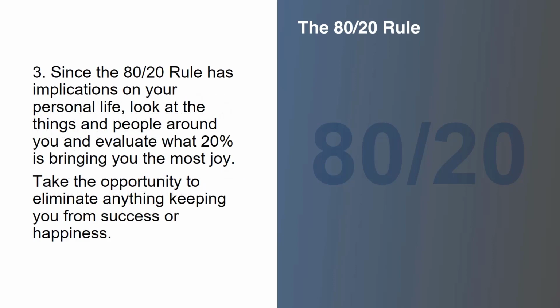Since the 80-20 rule has implications on your personal life, look at the things and people around you and evaluate what 20% is bringing you the most joy. Take the opportunity to eliminate anything keeping you from success or happiness.